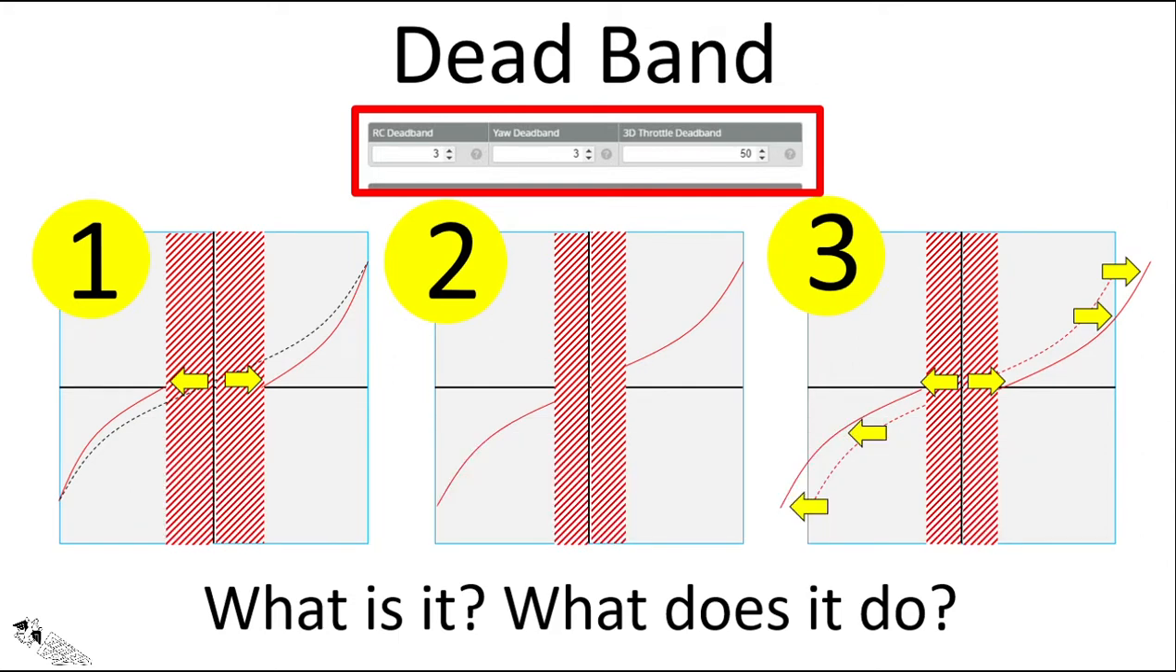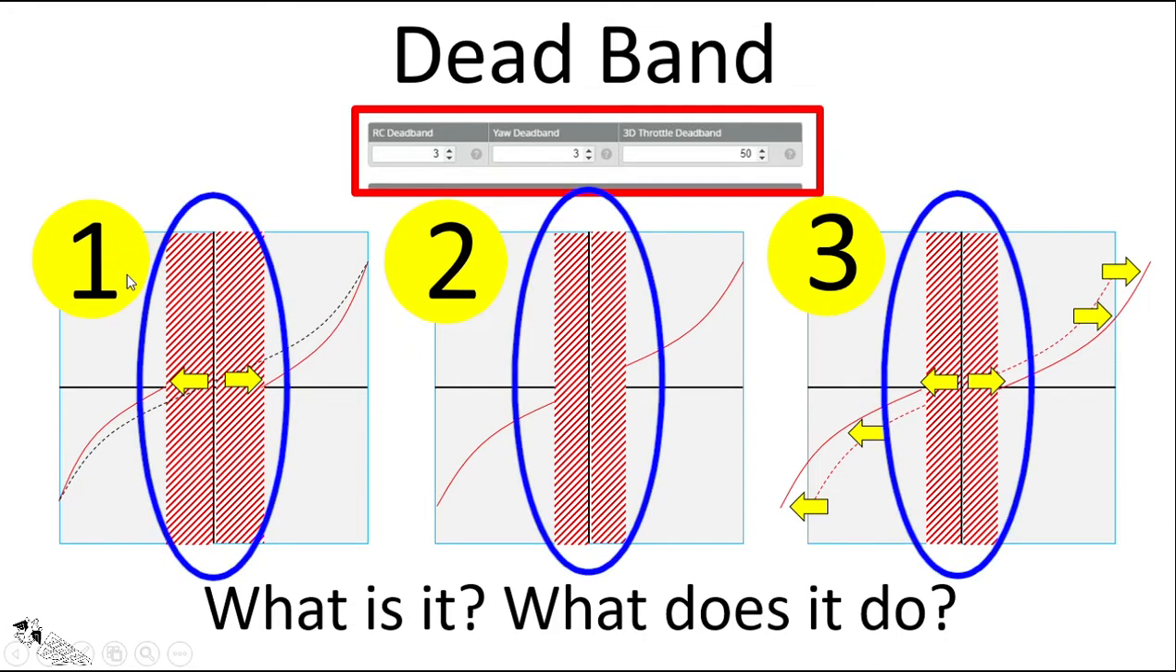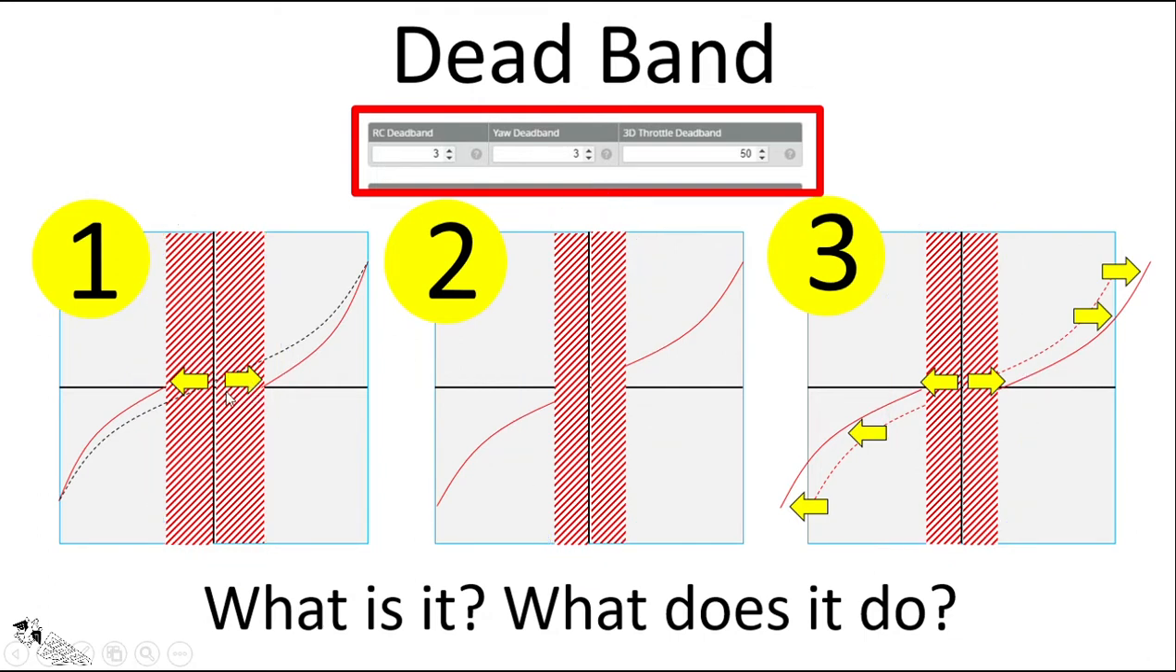I could not find an explanation anywhere on the internet, so my guess is that deadband affects the rates like picture number one, number two, or number three here. Number one is when you apply deadband, the rates curve will move away from the deadband only in the initial part, but not in the maximum part. The maximum rate will stay the same in my first assumption.